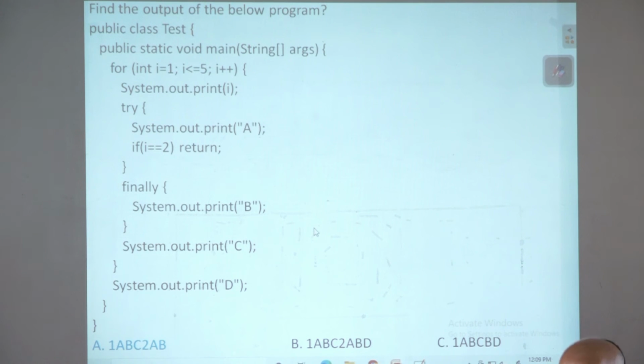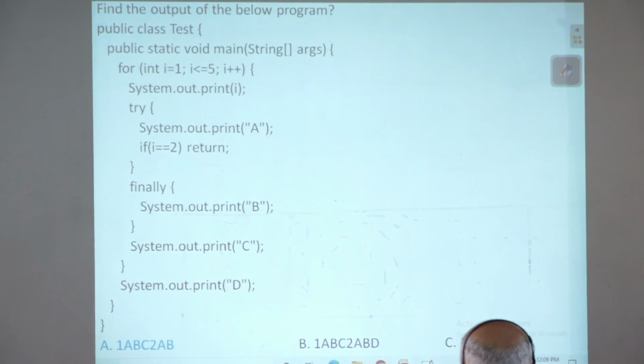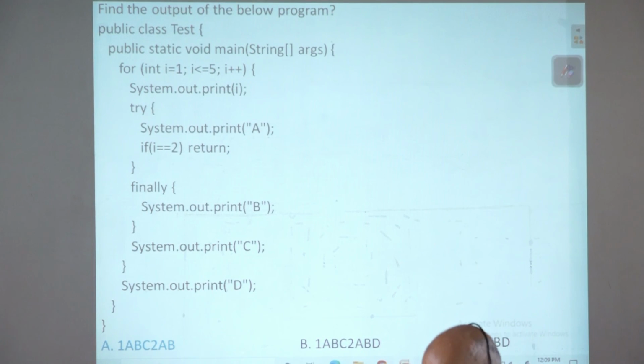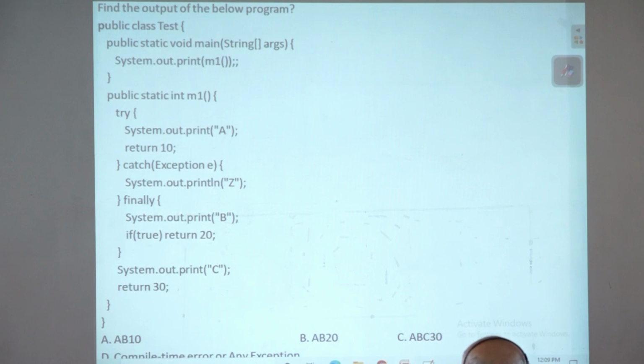Am I right? Does everybody get it? It's an easy question, not difficult. You just have to know what happened. The only thing to remember is finally will be executed if you do a return. No escape from finally except exit. So the answer is 1 A, B, C, 2 A, B. Correct. That's the answer. Next.